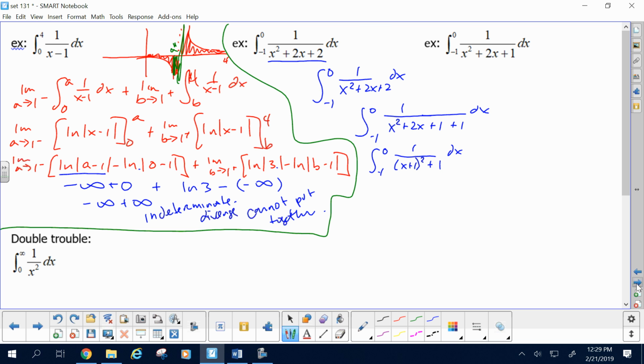That's what it should look like if you were to complete the square. It's not a nice problem, but in terms of the trig sub, you don't really have to do a trig sub. You could just see that it's the what? Inverse tangent of x plus 1.